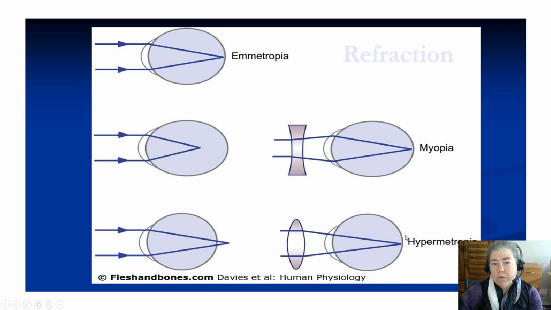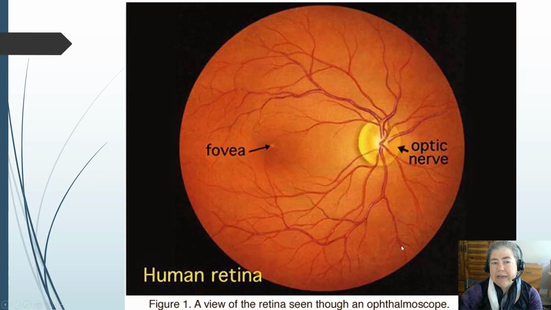With myopia or nearsightedness, the image focuses inside the eyeball, in front of the retina, and it is corrected with concave negative diopter lenses that allow the image to focus in the proper place. With hyperopia, also called hypermetropia or farsightedness, the image is focused, whoops, back here behind the eyeball, and we use a convex lens to bring that focus to the proper place.